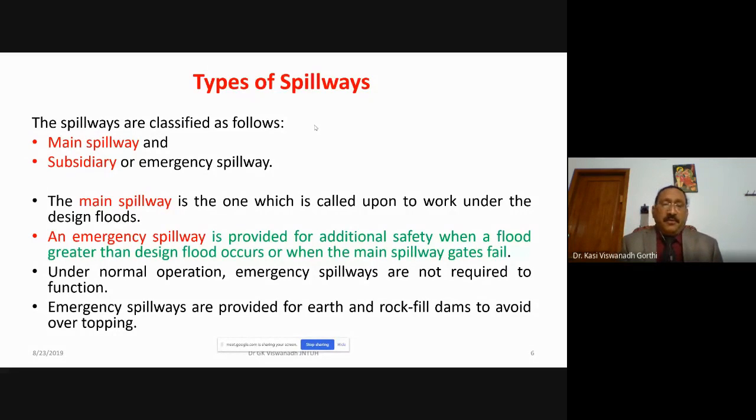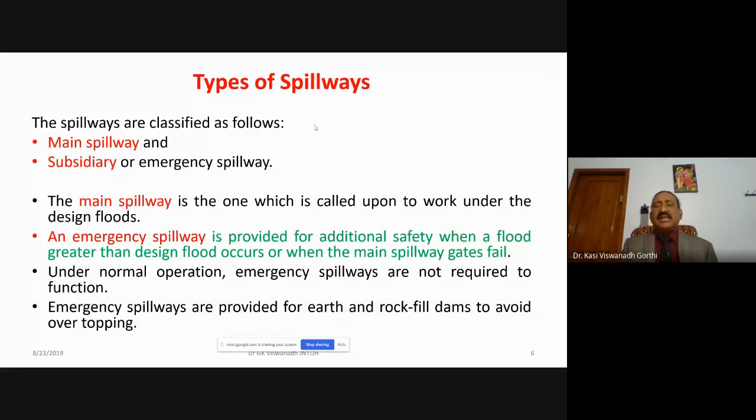Emergency spillway also will be provided in certain cases to provide additional safety to the entire dam reservoir project when a flood greater than the design flood occurs, or when the main spillway gates fail. Sometimes there is a possibility that the flood coming into the reservoir may be more than the design flood, more than the maximum estimated flood, because we're all taking simple statistical principles. For the past 50 years, what is the maximum flood? Maybe for the coming 50 years, what would be the maximum flood? We assume that the same flood may recur, and we try to design for the same maximum capacity.